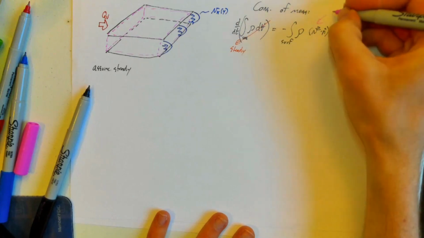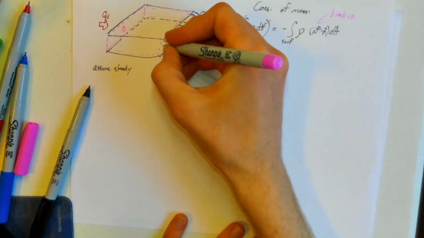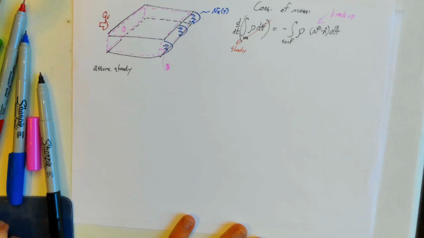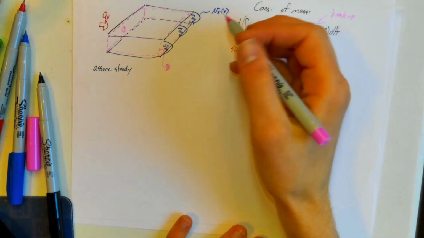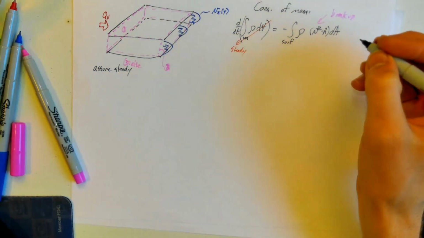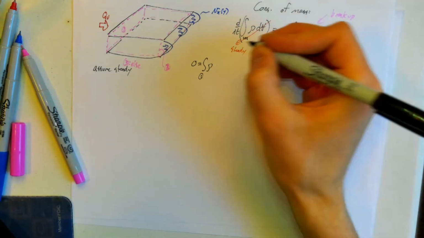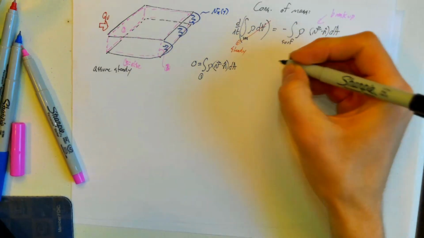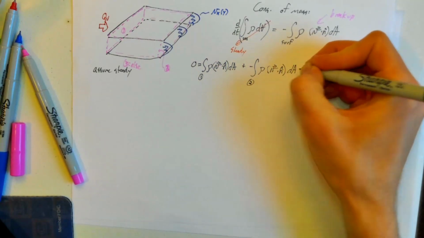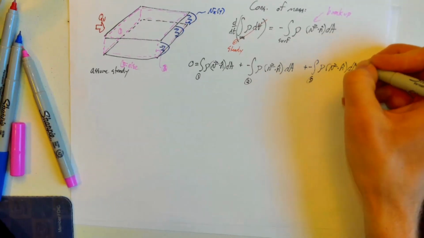This right-hand side we want to break up, the integral over that whole surface, into a couple of integrals. I'm just going to call this left surface surface 1, this right surface surface 2, and we'll call everything else surface 3. So what might that look like? Well, we would have 0 equals the integral over surface 1 of rho v dot n dA, plus negative the integral over surface 2 of rho v dot n dA, plus negative the integral over surface 3 of rho v dot n dA.